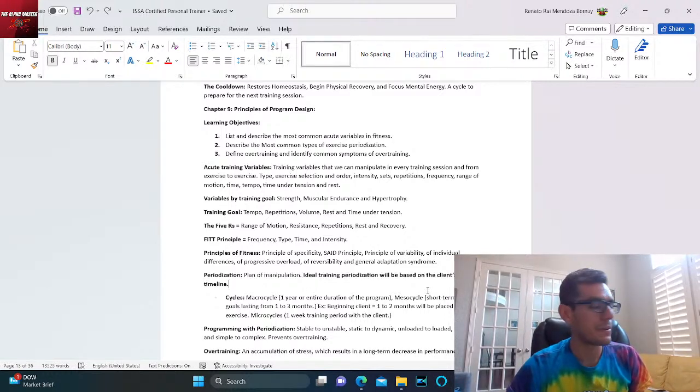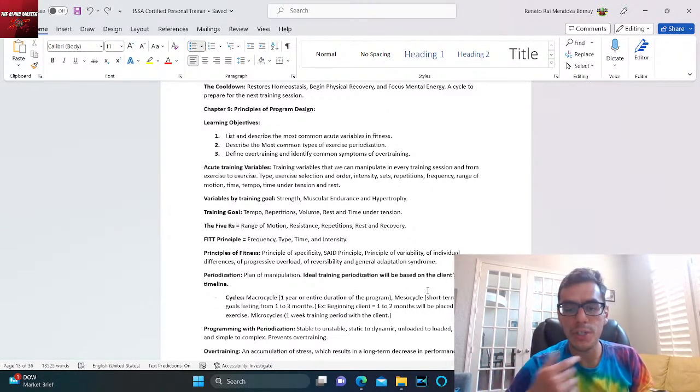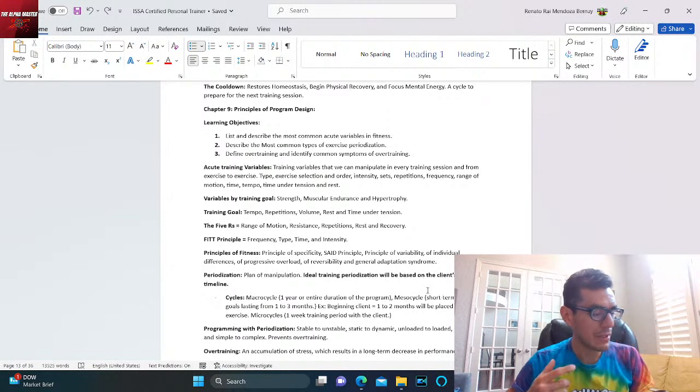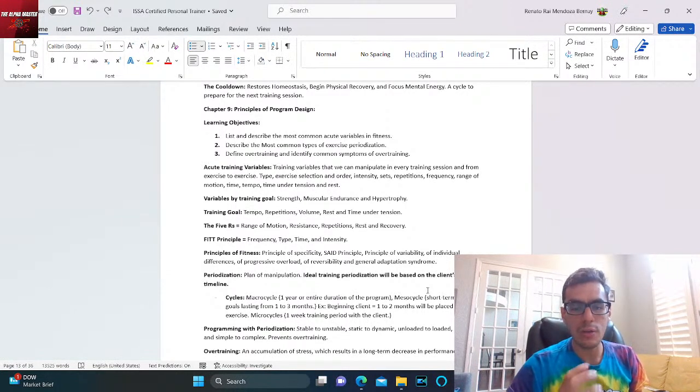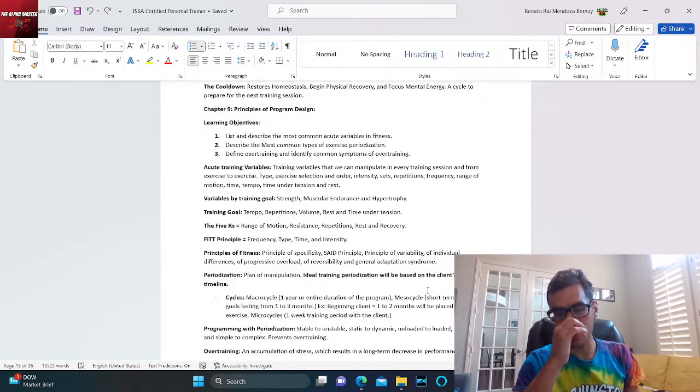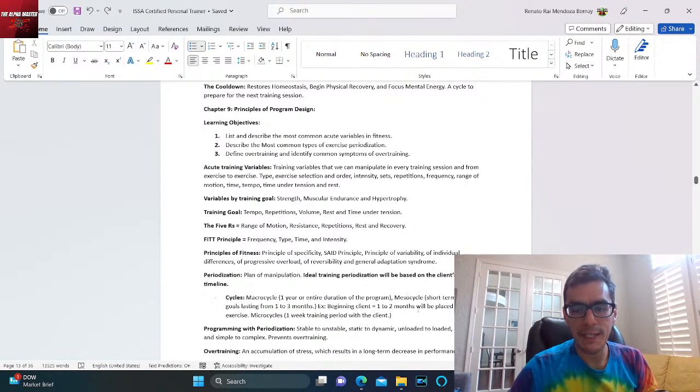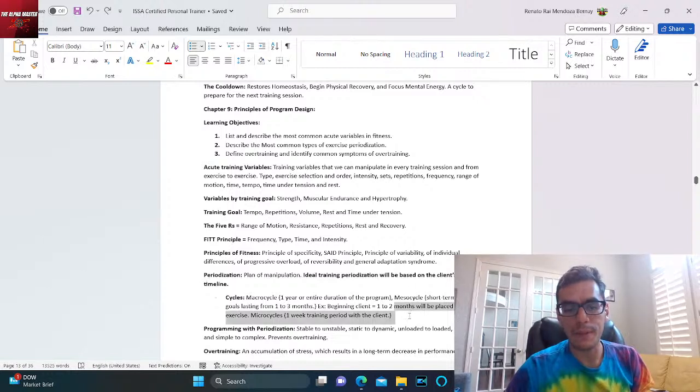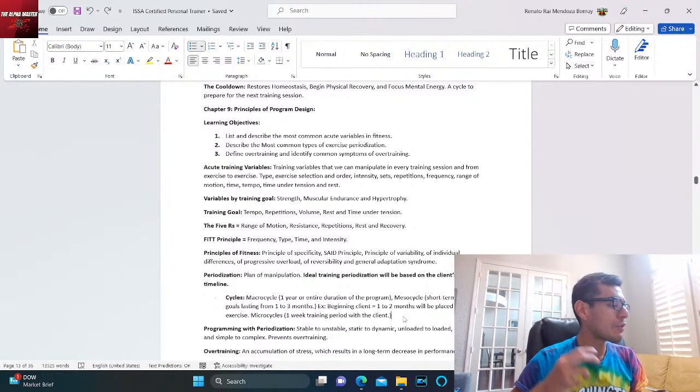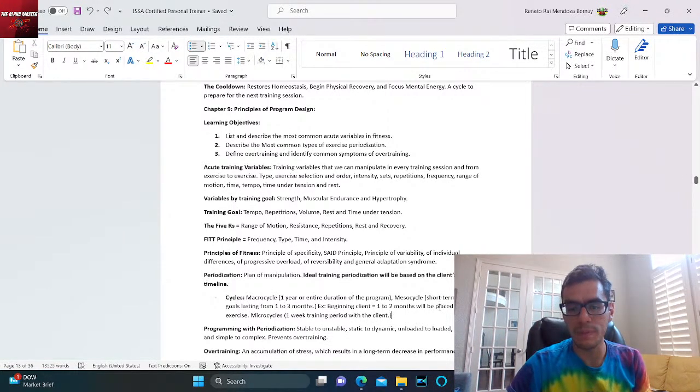So you have three cycles of periodization. You have the macrocycle, which is one year or the entire duration of the program. You have the mesocycle, which is shorter-term training goals lasting from 1 to 3 months, so about a quarter of the macrocycle. Example: a beginning client from 1 to 2 months will be placed on a basic exercise program.